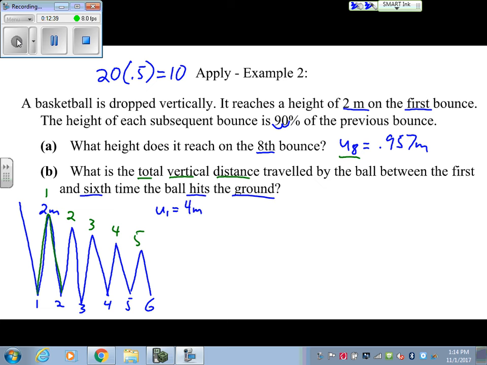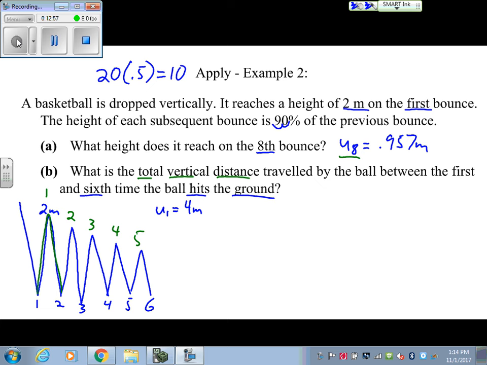Another way you could have done this is we could have just thought of it as being 1, and then whatever answer we got, we could have doubled it, because we would have figured out the heights of all the up bounces being added together, and then we could have doubled it to also get those distances going the other direction. But I think this is as easy as any way, so we'll let our u sub 1 be 4.